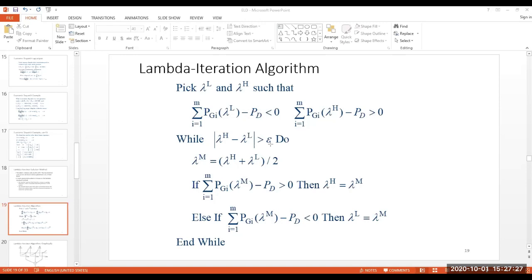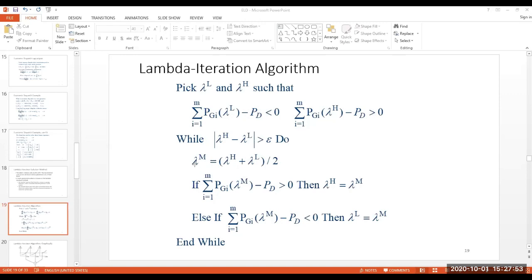Because this is a minimization problem, we are trying to minimize this gap, so it is better to keep epsilon as small as possible for our problem. While this condition is satisfied, you do the following. You calculate another lambda as the average value of lambda high and lambda low. You get a new lambda.